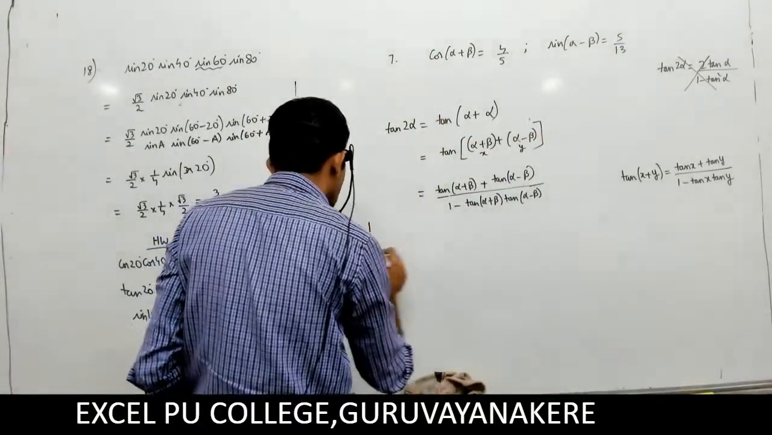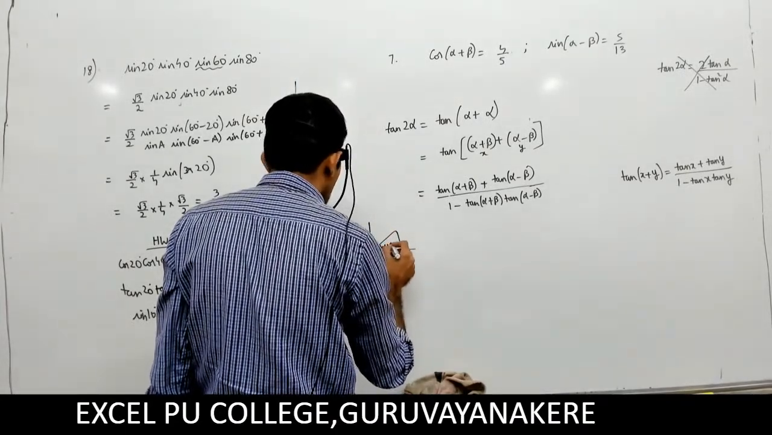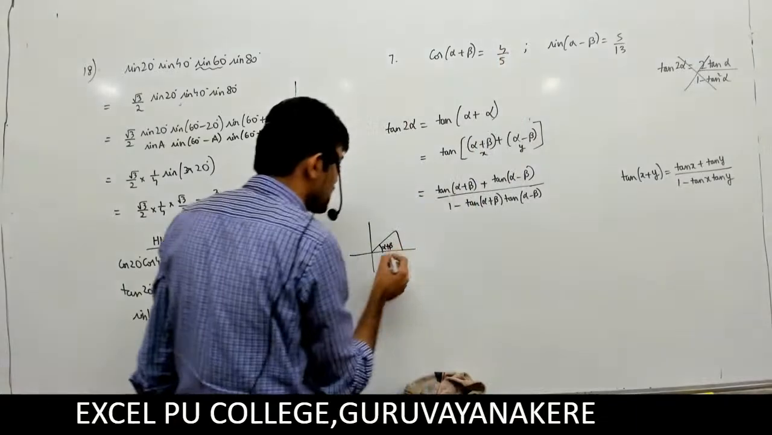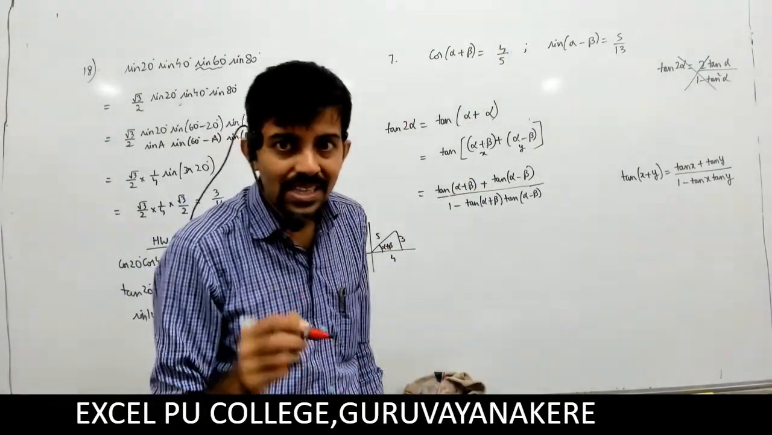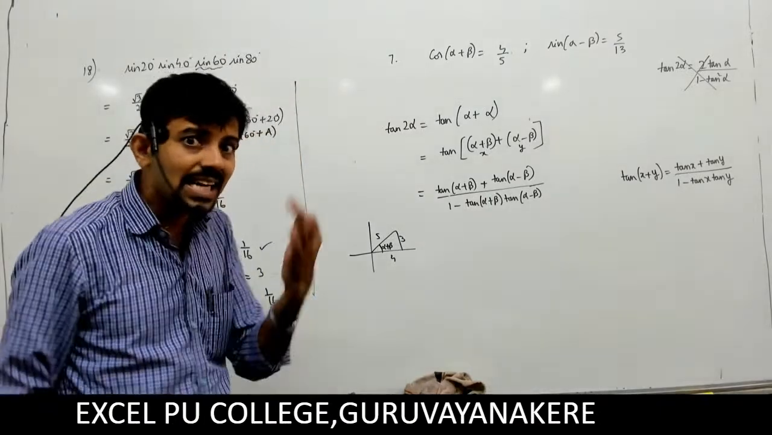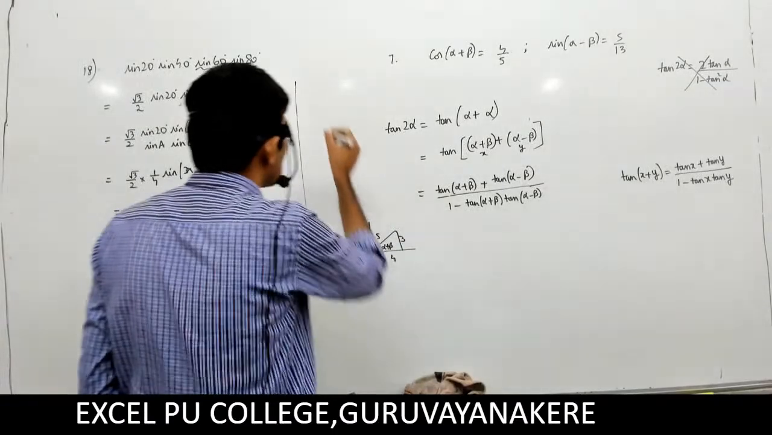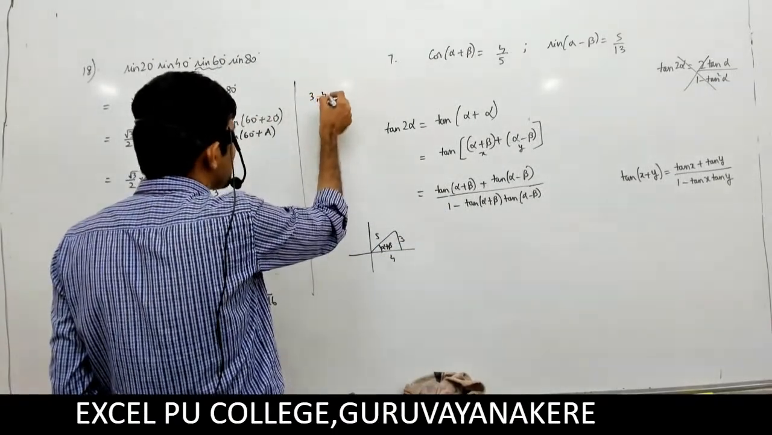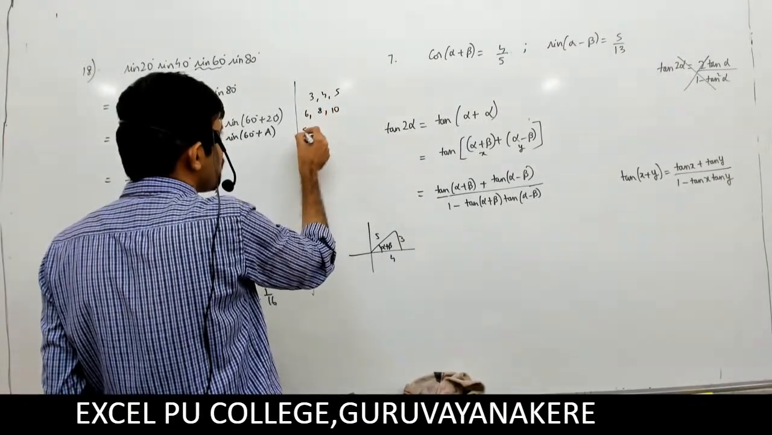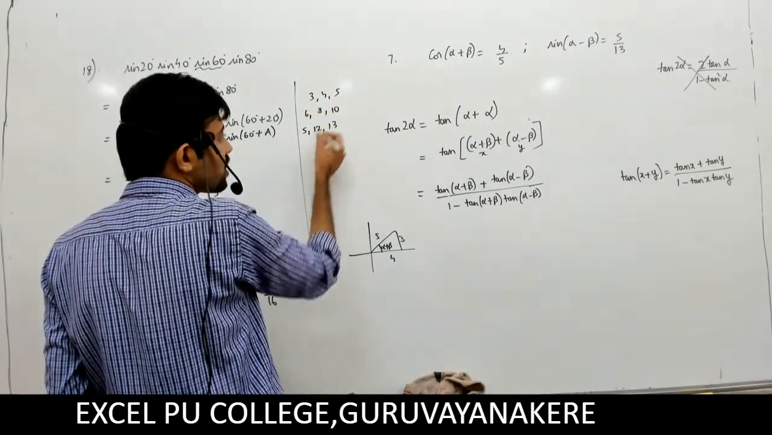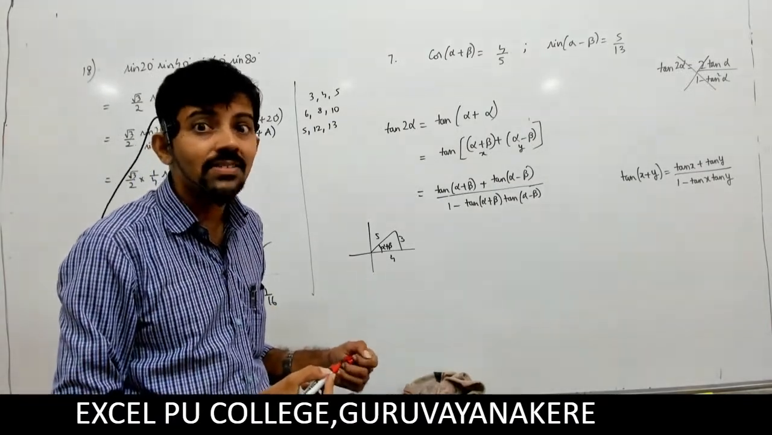Cos of alpha plus beta. Cos is adjacent by hypotenuse. You draw the triangle and mark the angle as alpha plus beta. Cos is adjacent by hypotenuse, right? 4 by 5. We know 3, 4 and 5 are Pythagorean triplets. Any three numbers which satisfy the Pythagoras theorem are called Pythagorean triplets, right? So 3, 4, 5 are Pythagorean triplets. 6, 8, 10 are Pythagorean triplets. 5, 12, 13 are Pythagorean triplets, correct? Any three numbers which satisfy the Pythagoras theorem are called Pythagorean triplets.